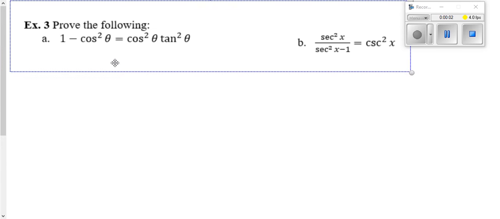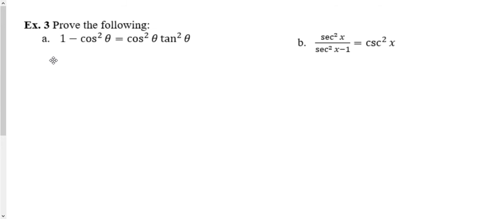In example 3 here, we have the following. We have 1 minus cos squared theta equals cos squared theta tan squared theta. So in this case, I'm just going to leave this left side alone, or I can actually change it right away. If I change this left side here, I can rewrite 1 minus cos squared theta using our Pythagorean identity as just sine squared theta, and I can do that change right away. My right side, I'm going to try to clean up.